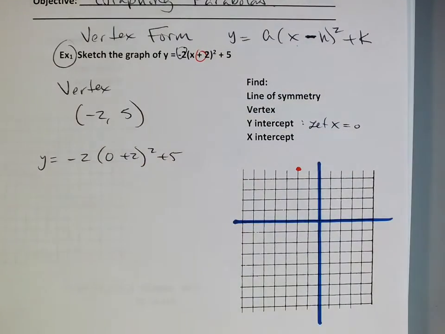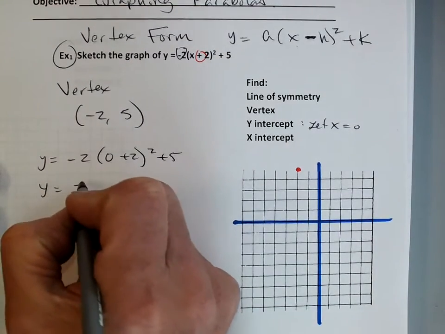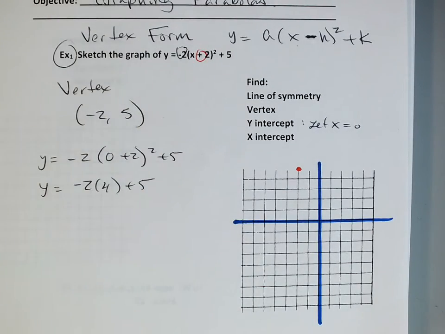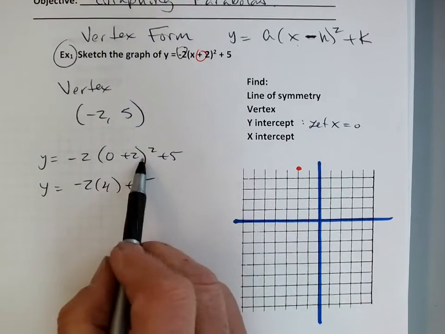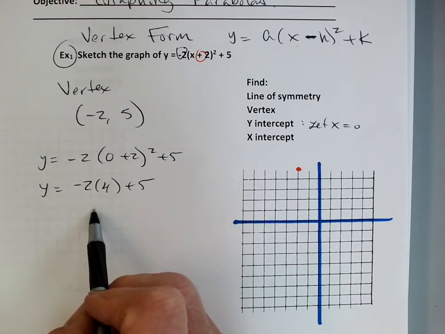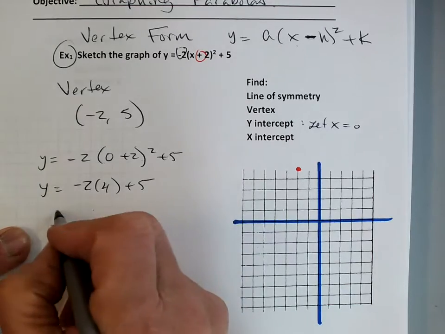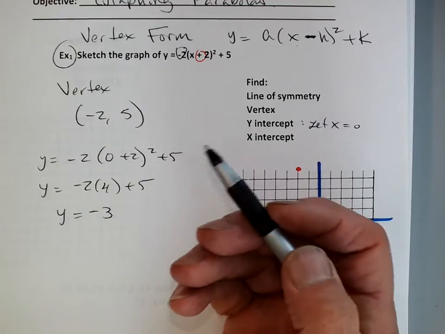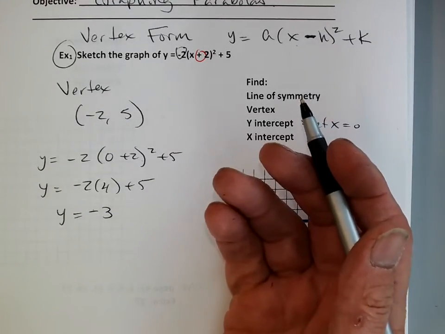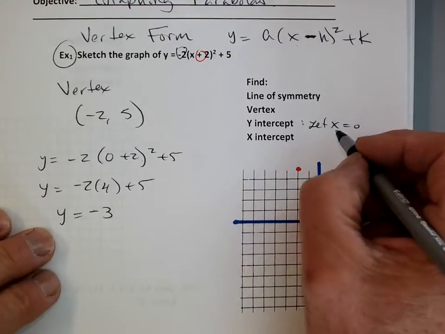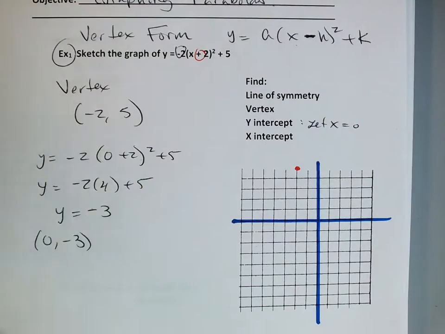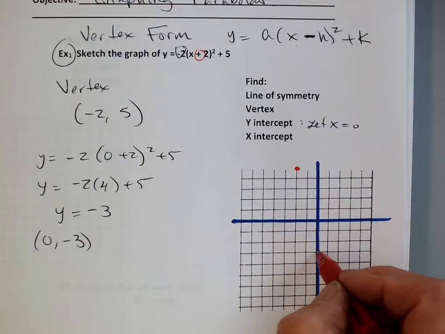So just let x equal 0, and we'll get the y-intercept. Y equals -2 times 4 plus 5. You guys okay with the 4? I just went 0 plus 2 and squared it, right? -8 plus 5, I get a -3, right? Are you okay with the -3? I mean, we're in pre-calc, so I skip a couple of steps because I assume I'm working with really smart kids, right? So my y-intercept is going to be at 0, -3. 1, 2, 3.